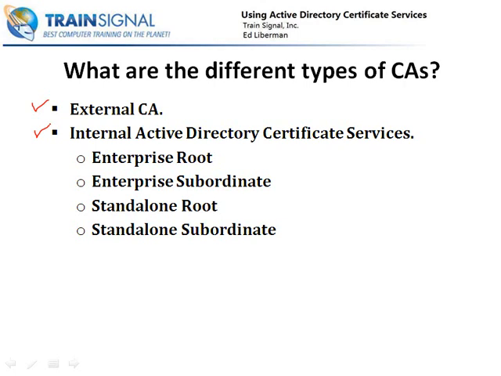Now, besides the external CA, we also have internal CAs, and the internal CAs are done through Active Directory Certificate Services. When you implement Active Directory Certificate Services, you have 4 different types of CAs that you can create. You have what's called an enterprise root, and you'll notice that 2 of the CAs say enterprise and 2 say standalone, and 2 say root and 2 say subordinate. So what we need to do is define enterprise versus standalone, and then define root versus subordinate.